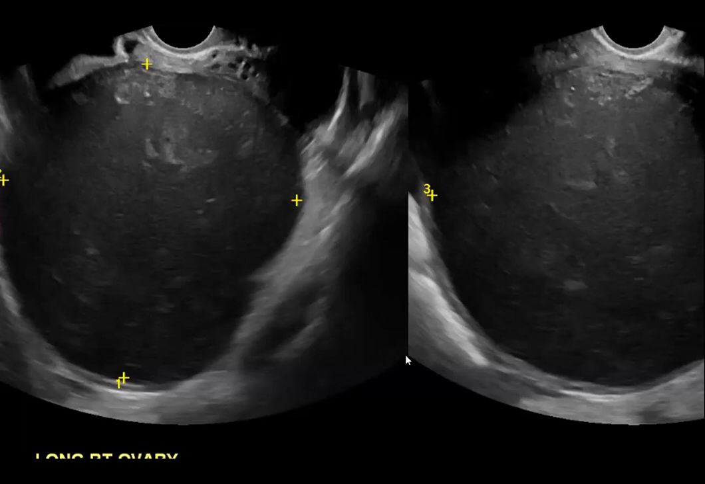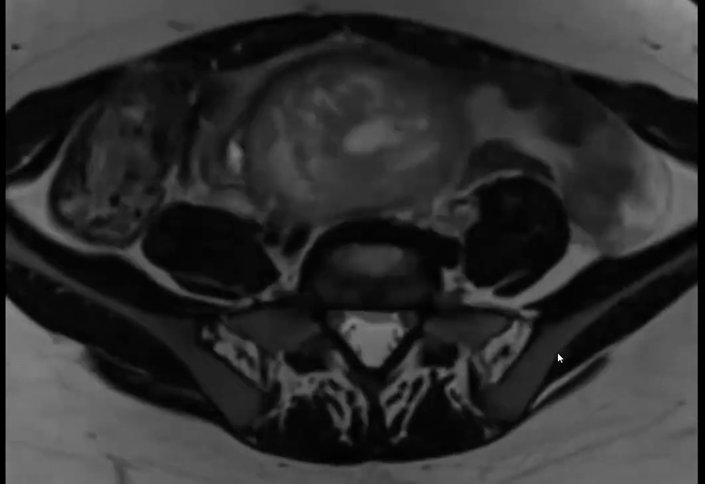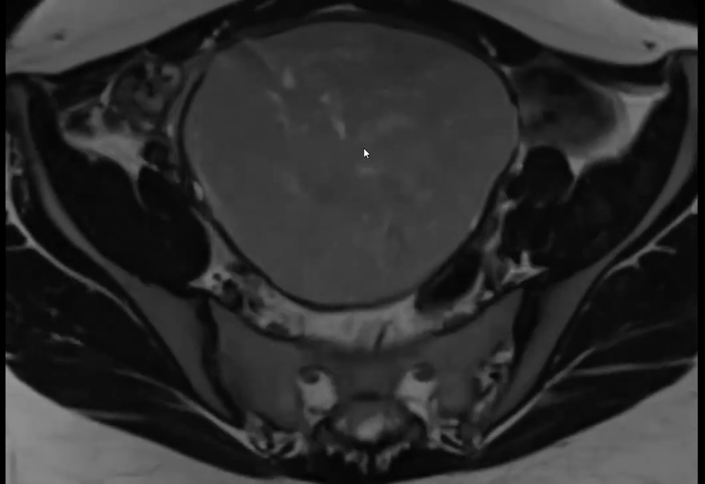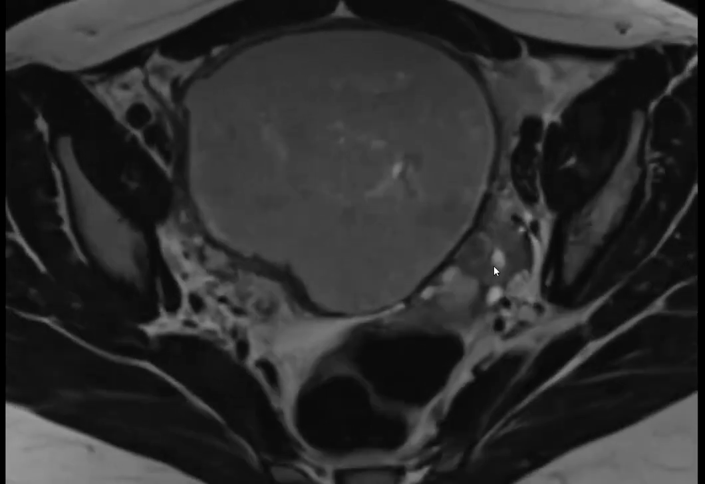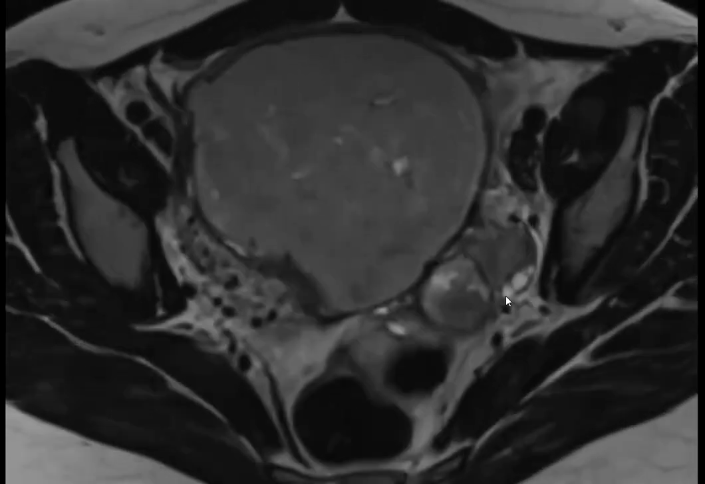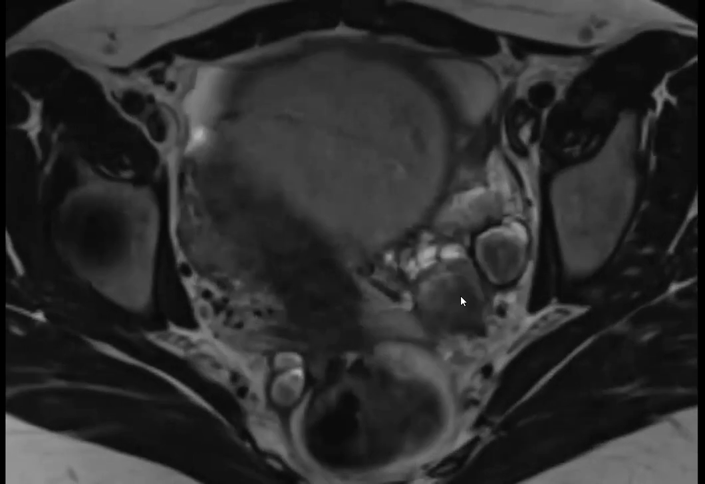And when you find out what this lesion is, you might say, oh yeah, that makes sense in that space. Okay, so now moving on to the MR. Here's our big lesion. Our other ovary, on the left side, has a bunch of follicles, but also additional lesions here.